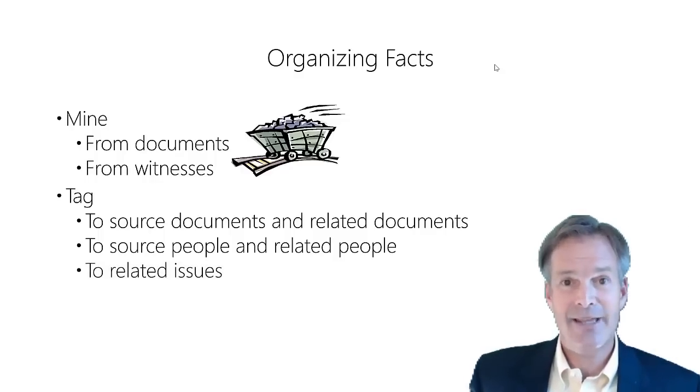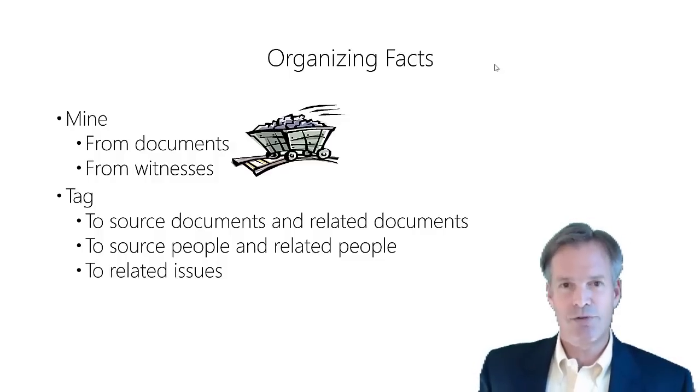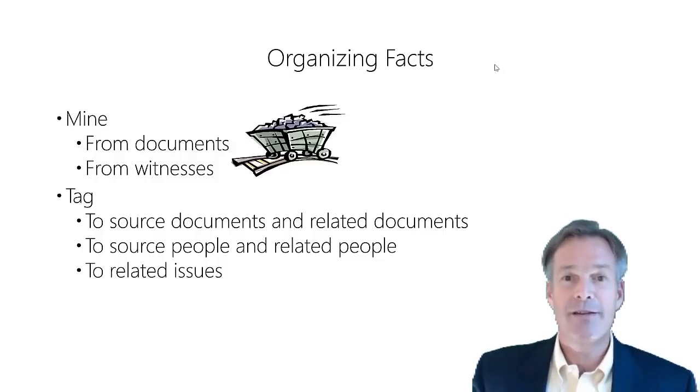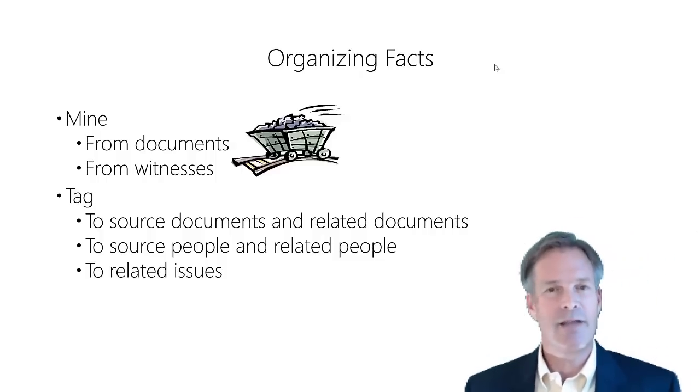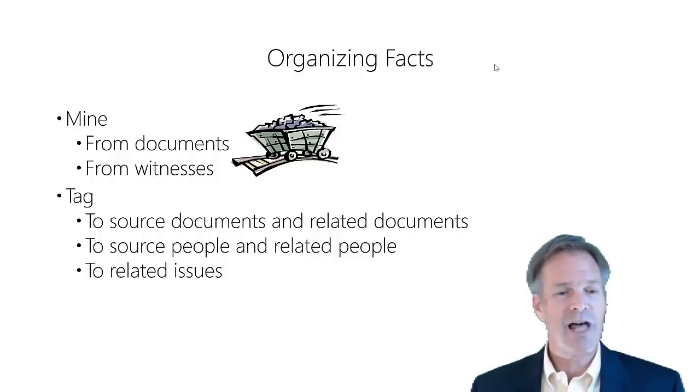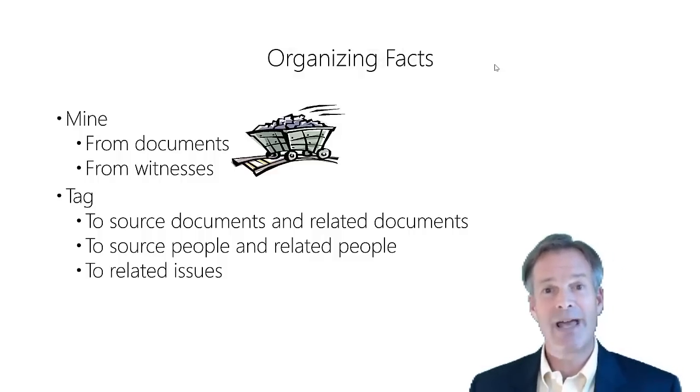Finally, you're going to want to tag the facts to the related issues. As I've already said, if you're going to put in your fact table that there was a broken neck suffered by the plaintiff, you're going to want to tag that to liability and sub-issues under liability. Why? So you can, again, filter out and see what facts you have on that.